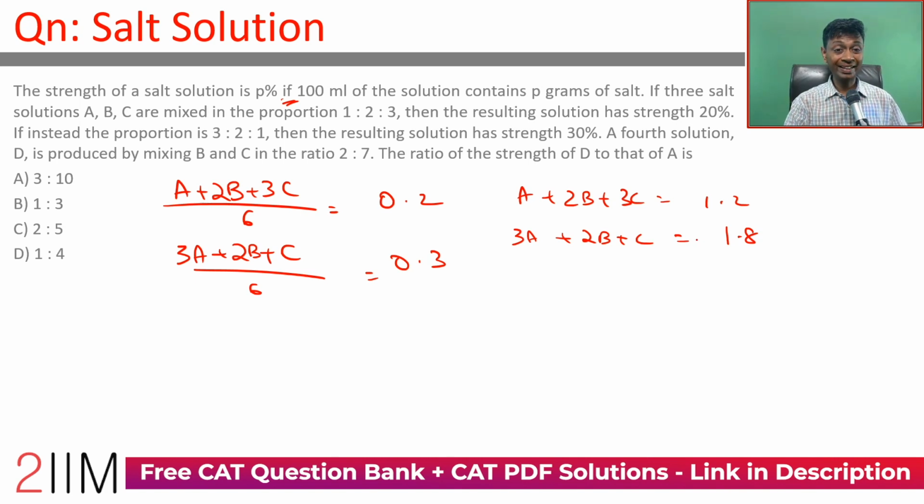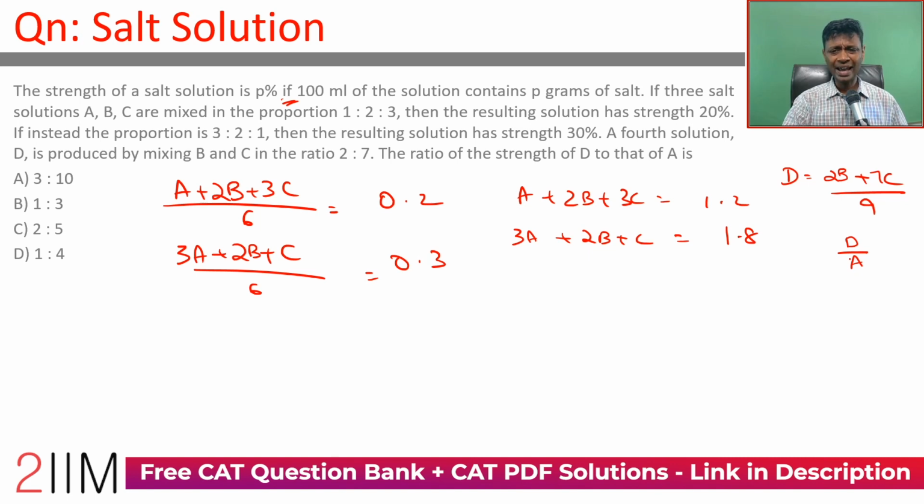Wonderful. With this, we can get some equation in A, B, and C, and then we can start manipulating from there. We can figure something out. Right? What is the question asking us? It says a fourth solution D is produced by mixing B and C in the ratio 2:7. D equals (2B plus 7C) by 9. We need to find the strength of D to that of A. We need to find D by A. That's what we're looking at. B and C are mixed in the ratio 2:7.